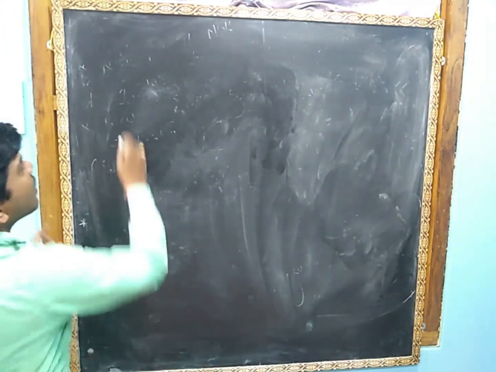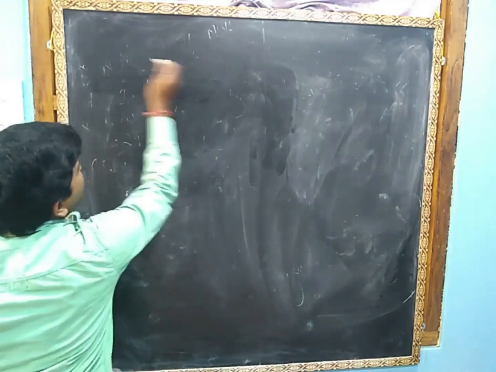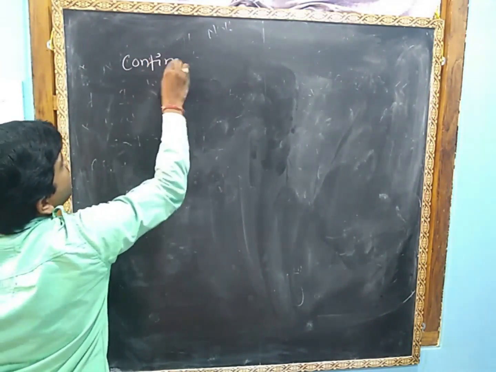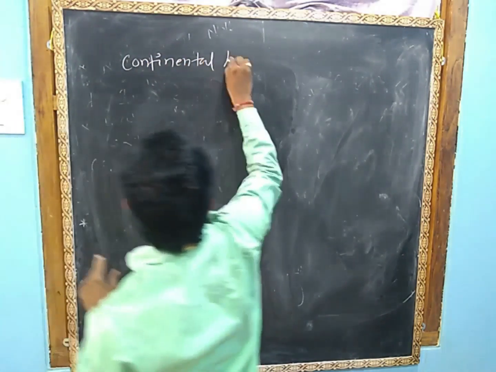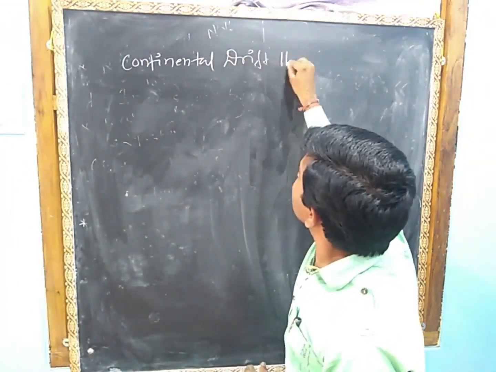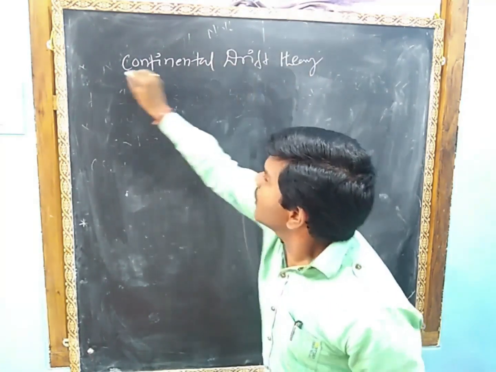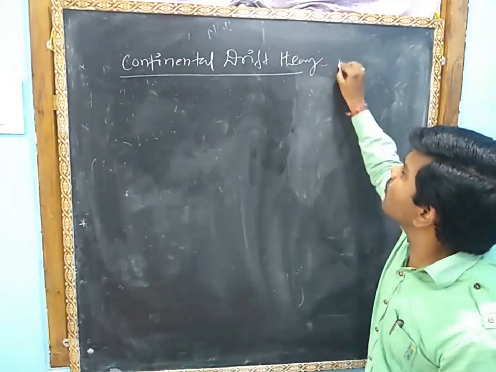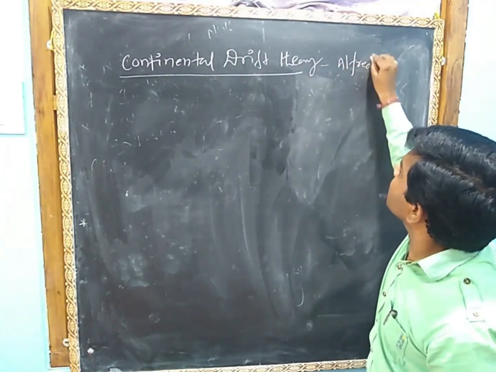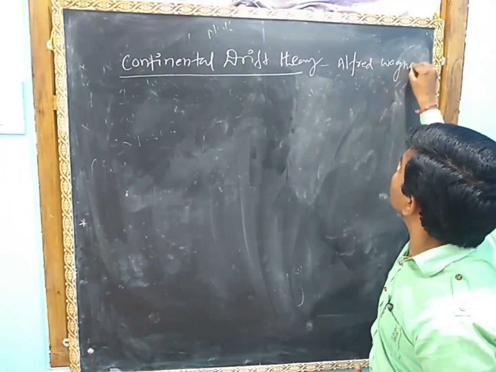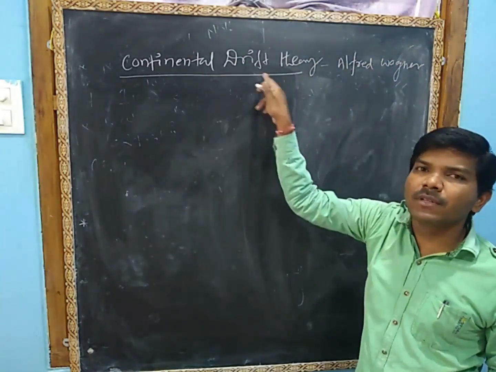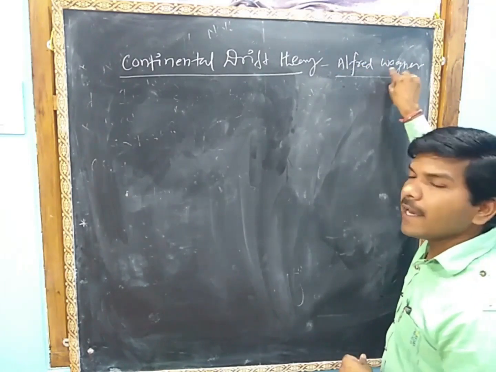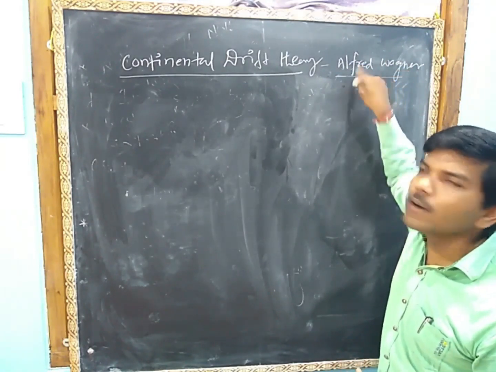In 9th class we learned the continental drift theory. So we know that in 9th class, the continental drift theory was proposed by Alfred Wegener. I repeat, continental drift theory. This theory we learned in 9th class. It was proposed by a German geologist, Alfred Wegener.